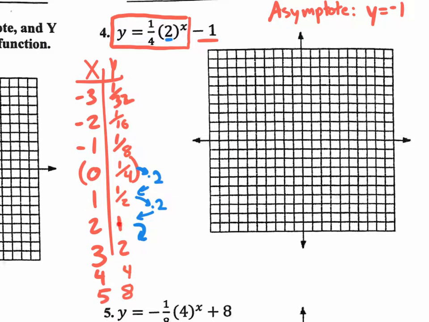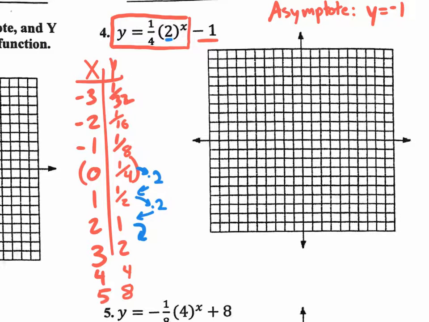Or I could subtract 1, and that would be 0. Subtract 1, that would be 1. Subtract 1, that would be 3. So you could end up with your final coordinates, so you don't have to do the shift by subtracting 1 on your y values. But I like to actually show the parent graph and then the shift of moving every single coordinate down 1 unit.